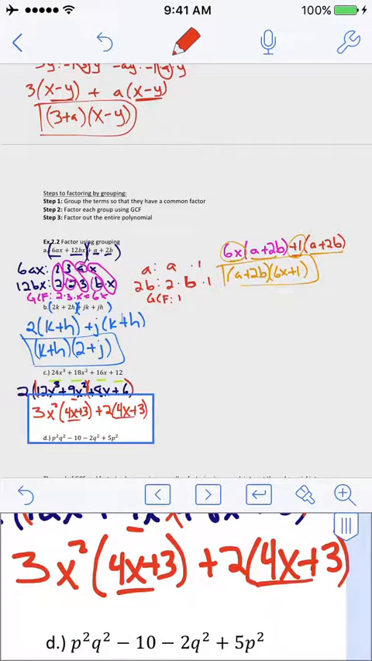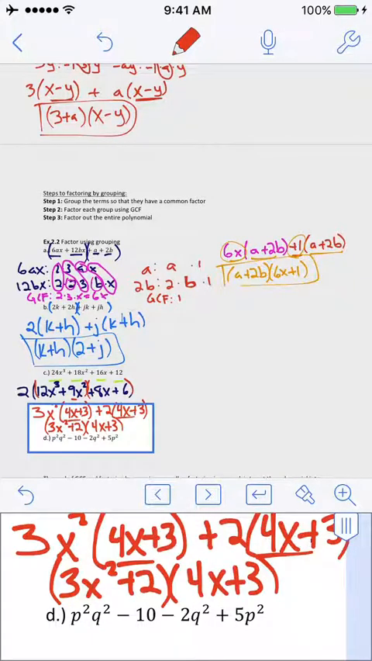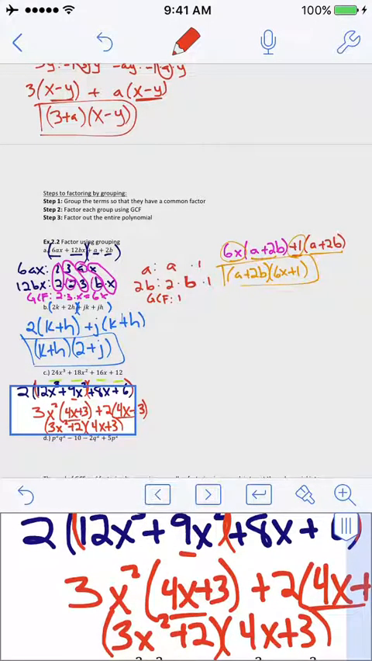Alrighty, now they have a 4x plus 3 in common. So 3x squared plus 2 and 4x plus 3. Totally legal for me to write it in either order, right? The one they share in common can come first, or it can go second. That's just the multiplication property, the commutative property.